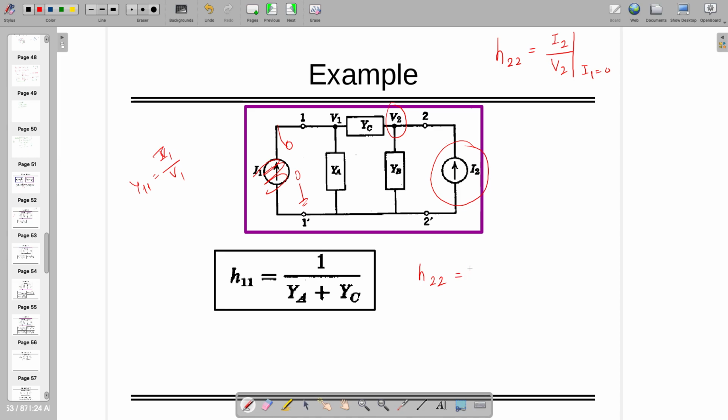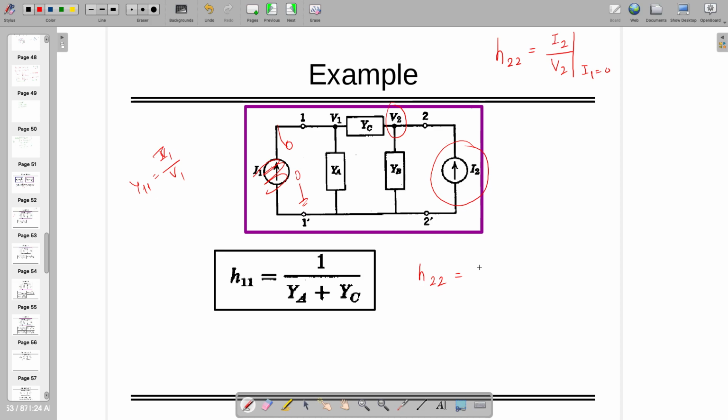H22 is equal to... So these two are the transfer functions, sorry, these two are the impedances. One is the input impedance and one is the output impedance. So we found the input and output impedance. Look, right now the technique is not with them. We are using a different technique to find the input and output impedance.